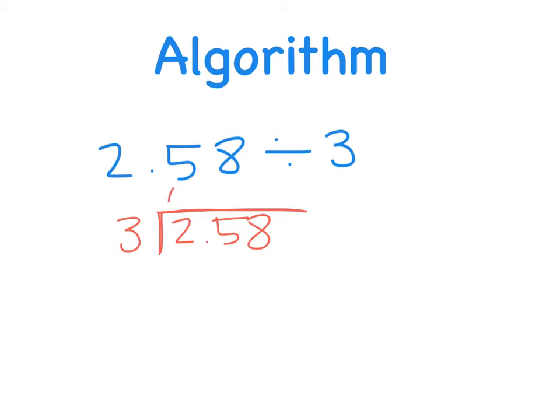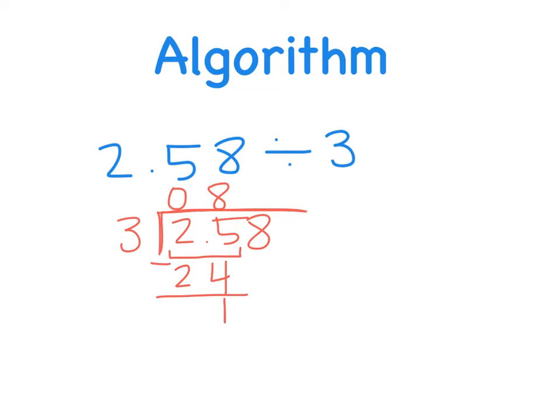3 cannot go into 2, so I put a 0. And now I look at 25. 3 can go into 25 8 times, which 3 times 8 is 24. And then I subtract. 25 minus 24 is 1.